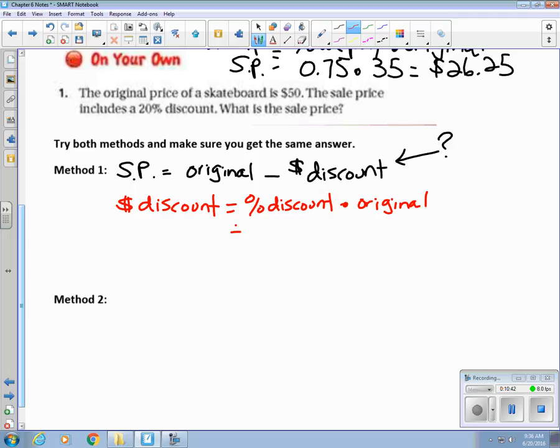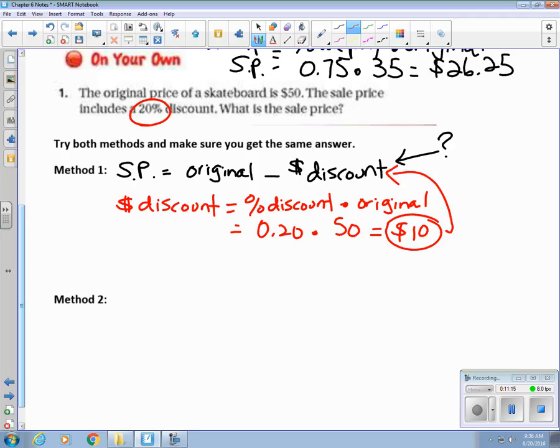All right, and the percent of discount was 20%, so that's 0.20 as a decimal, and the original price was $50. So when we multiply 0.2 times 50, let's go ahead and do that on the calculator just to make sure, we end up with $10. So what does this $10 mean? This means this $10 is what we can subtract from the original price. This $10 goes in for that dollar discount.